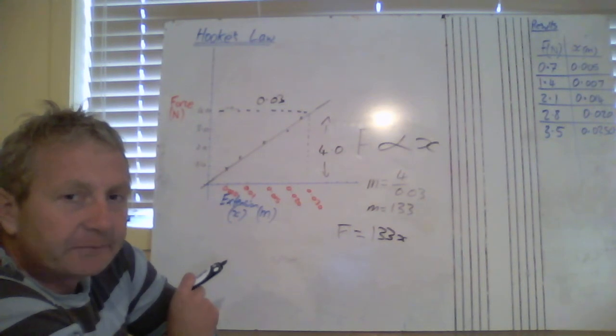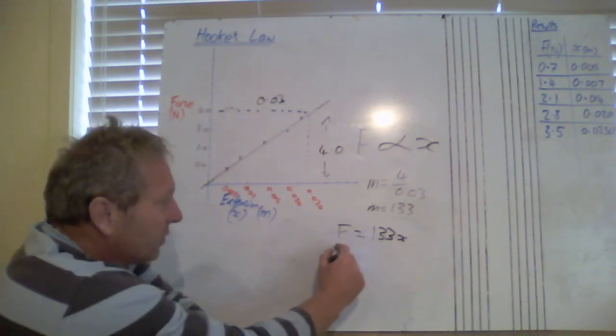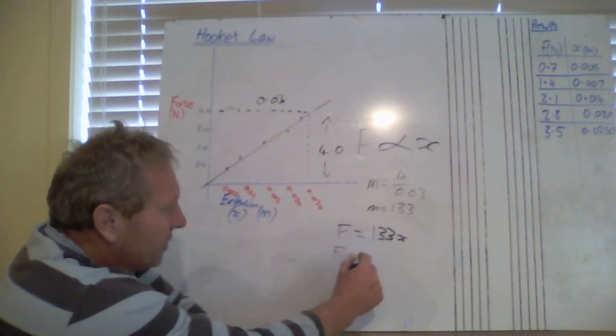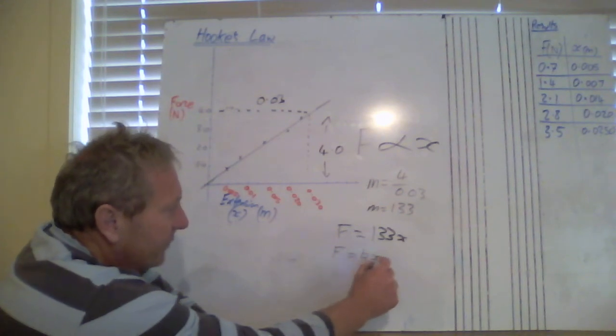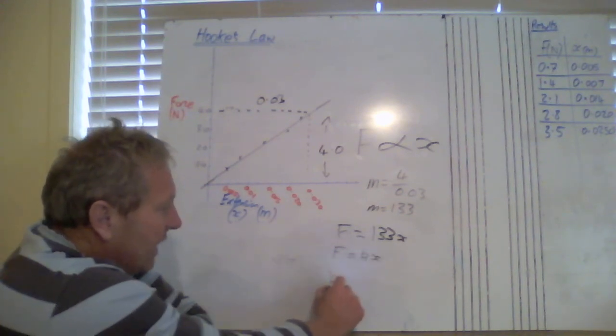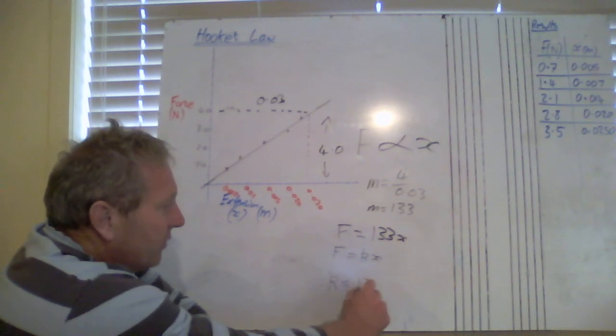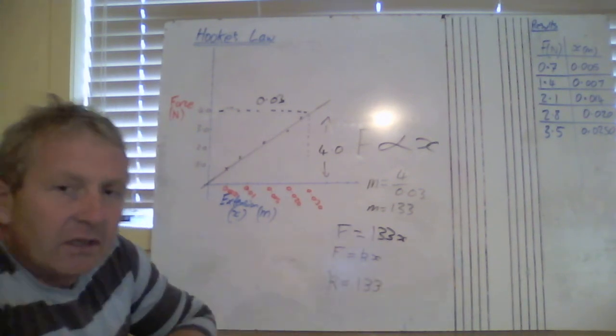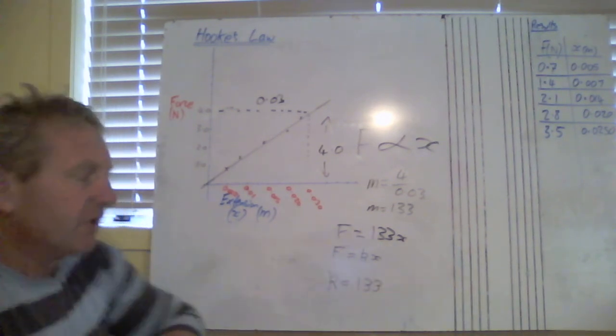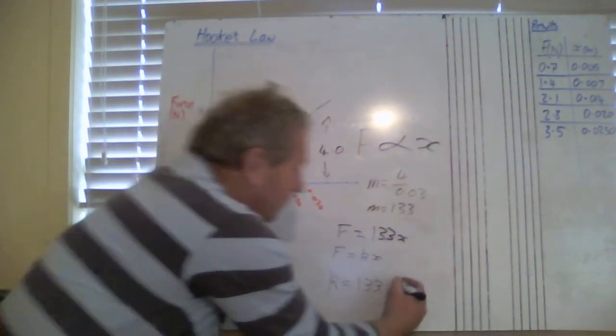What else can we say? Well, you can compare it to Hooke's law in your book, which says F equals kx, which means that k for our spring is 133. That's called the spring constant. I'll write it here.